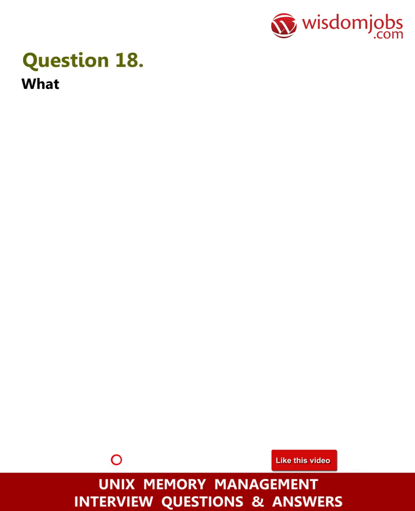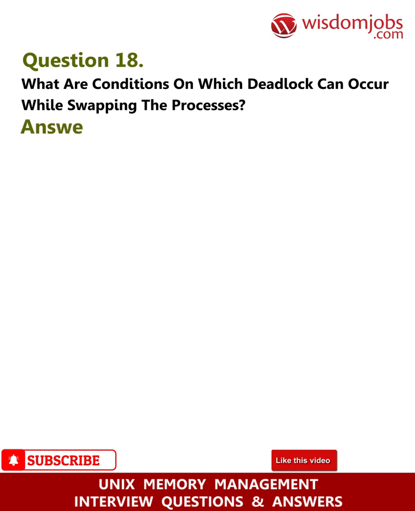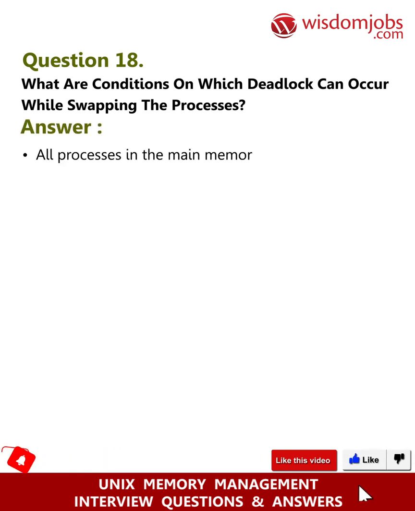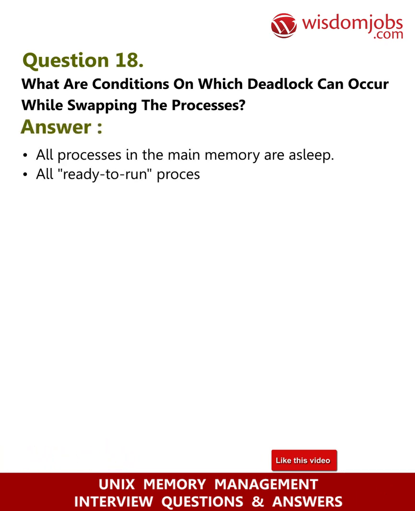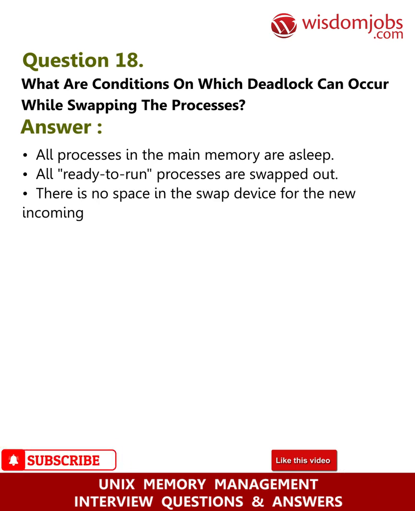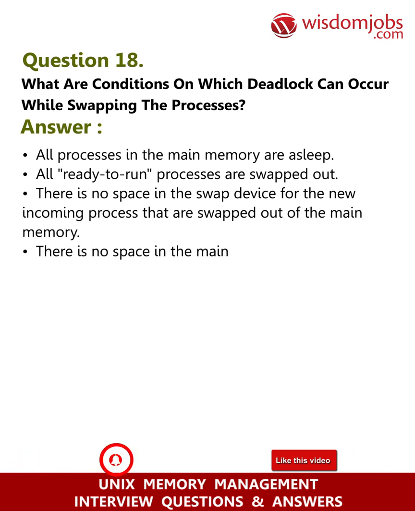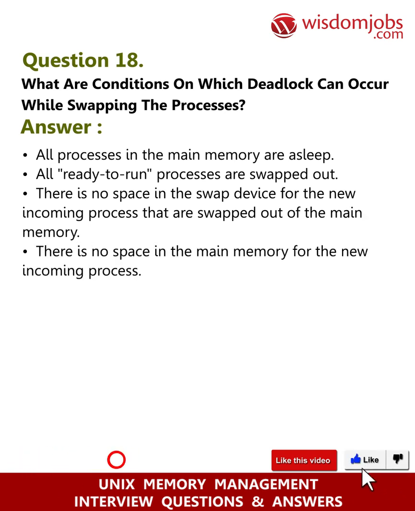Question 18. What are conditions on which deadlock can occur while swapping the processes? Answer. All processes in the main memory are asleep. All ready-to-run processes are swapped out. There is no space in the swapped device for the new incoming process that are swapped out of the main memory. There is no space in the main memory for the new incoming process.